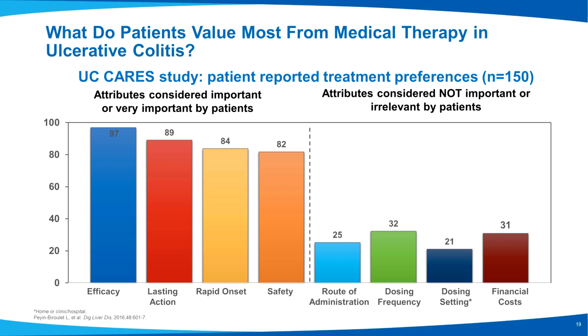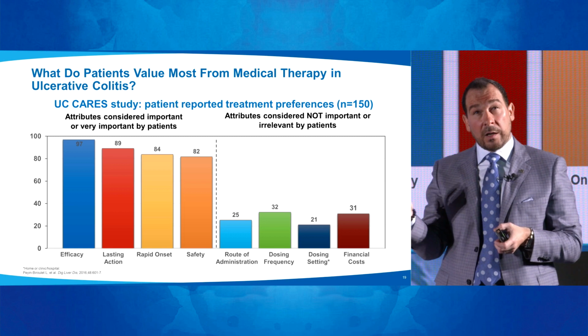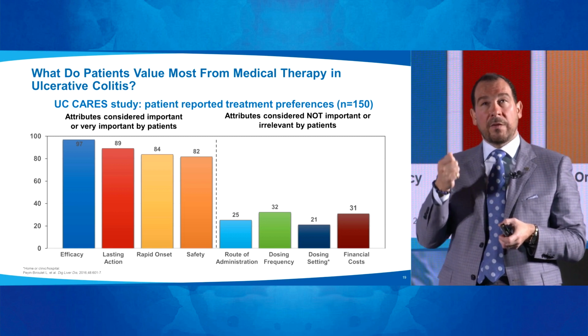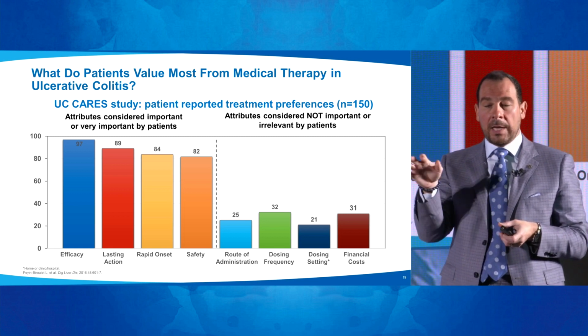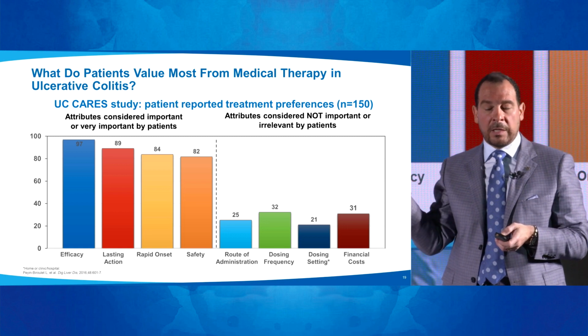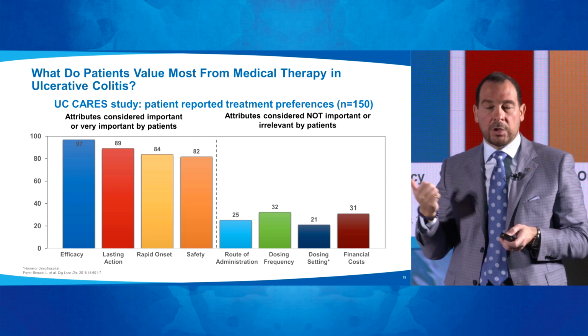And this is again from the UC CARE study, looking at what the patients prefer. They want drugs that are effective, last for a long time, do work quickly, and are safe. These other things that we talk about, that we sometimes think the patients would value, were, at least in this study, valued less, like route of administration and dosing frequency.